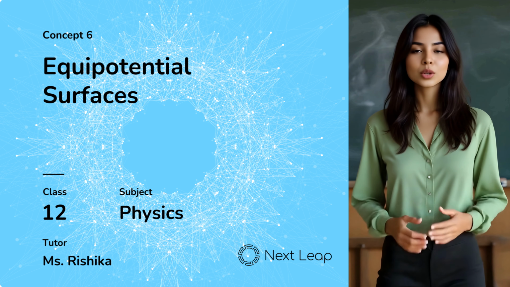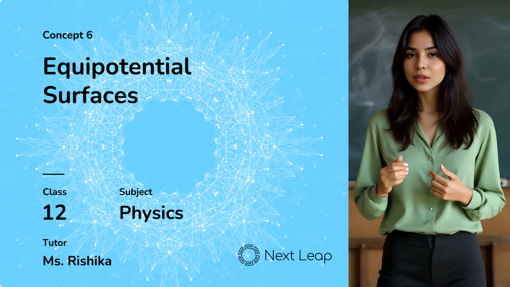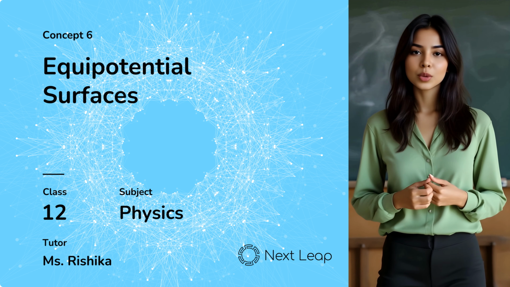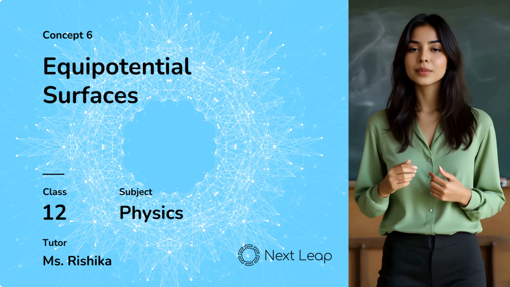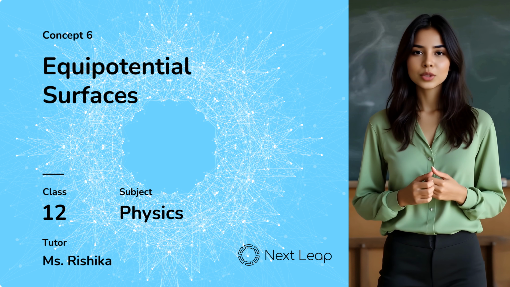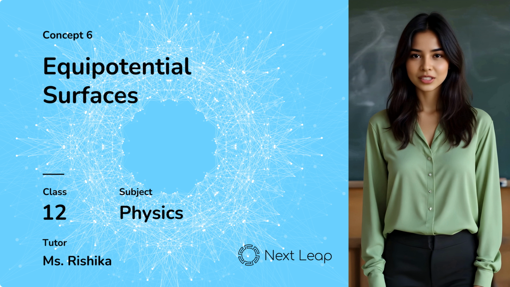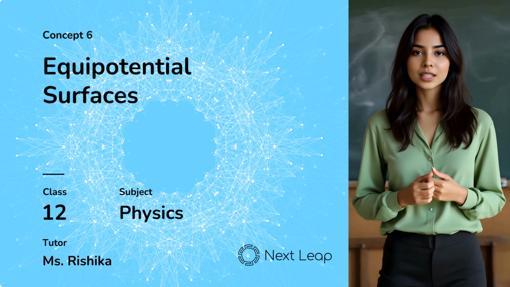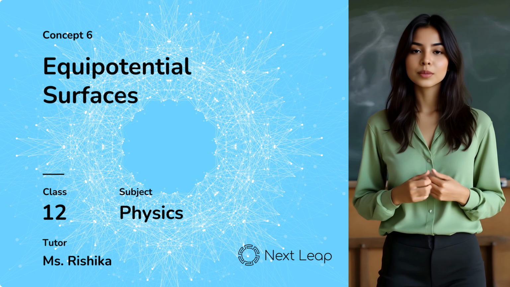Have you ever walked on a completely flat ground where every step feels the same, no climbing, no descending? That's similar to what we call an equipotential surface in electrostatics. In simple terms, an equipotential surface is a surface where the electric potential remains constant at every point. Mathematically, we say delta V equals 0.